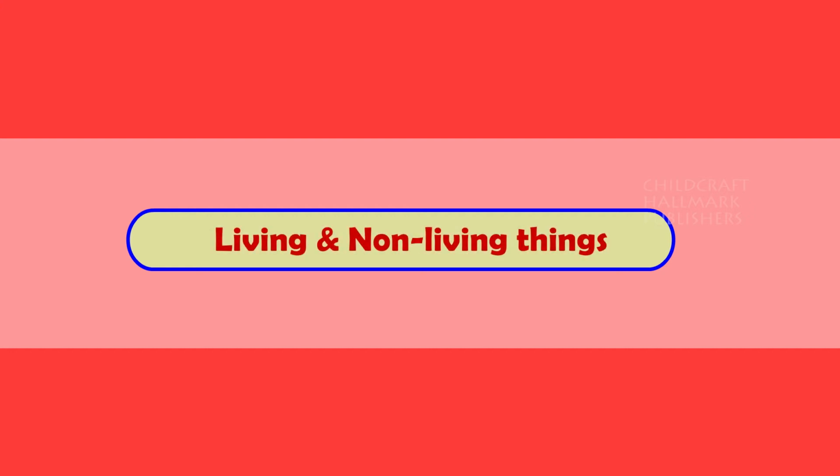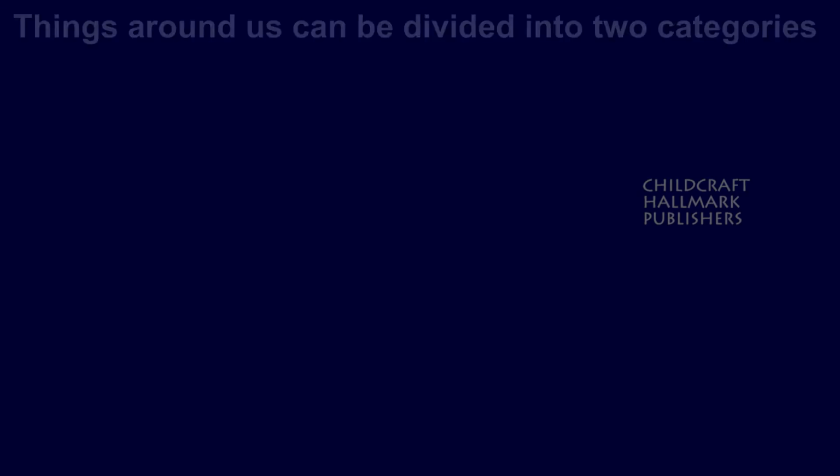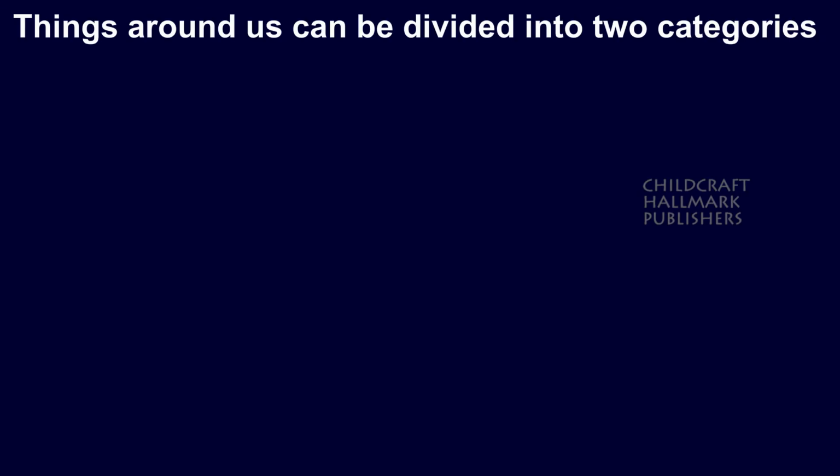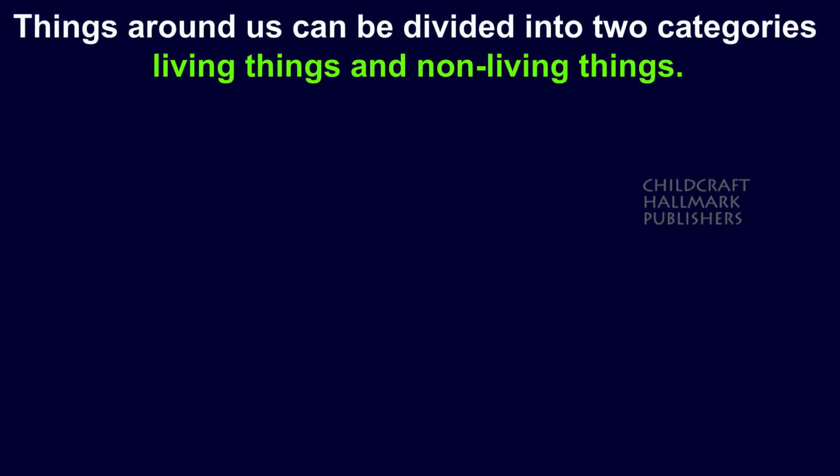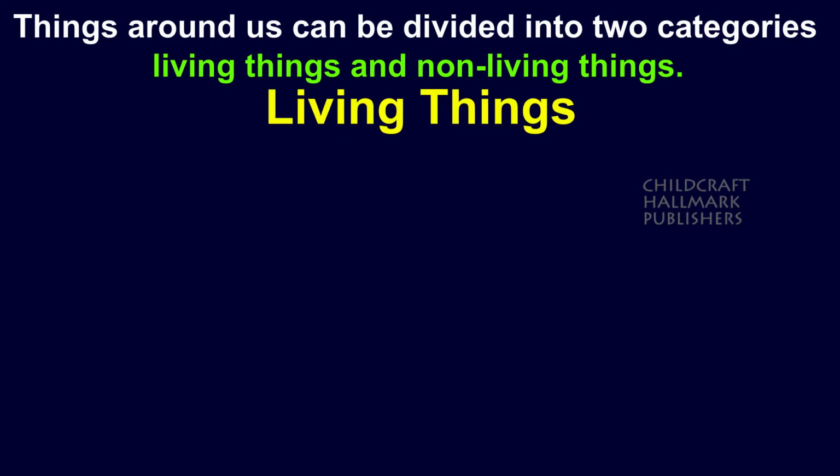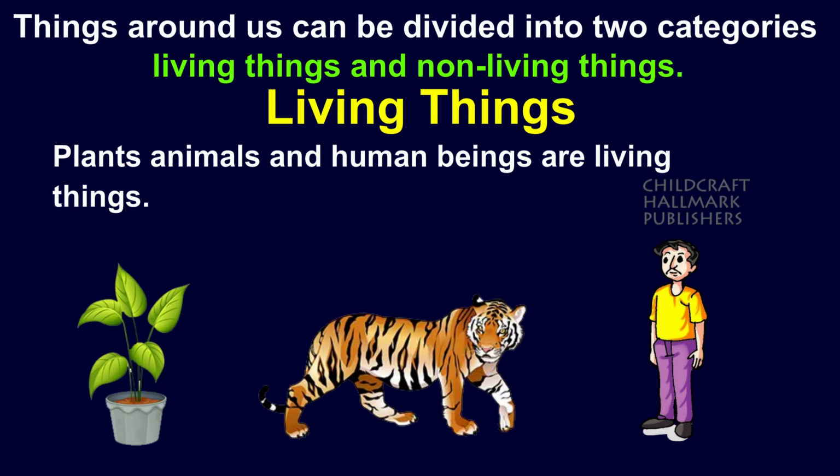Living and non-living things. Things around us can be divided into two categories: living things and non-living things. Living things. Plants, animals, and human beings are living things.